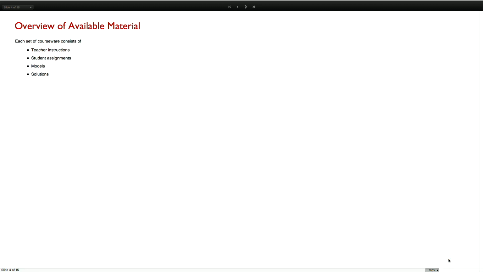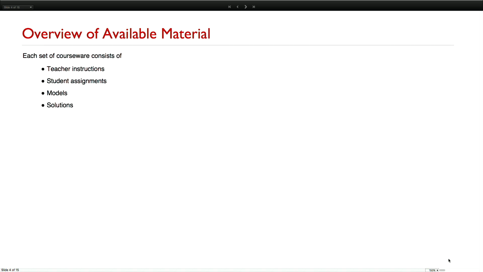Each of these materials we've been working on has 4 different pieces to it. There are teacher instructions, and we'll look at them soon, giving the background to the teacher about the example. There are the assignments to the students, with the model and appropriate questions for the student. The corresponding models to be used, as well as the solutions. All these are developed for each of these pieces of courseware.